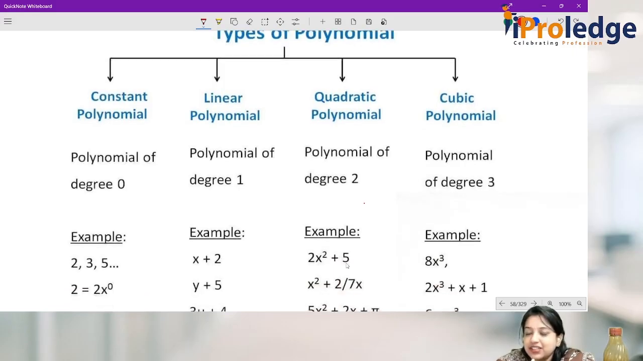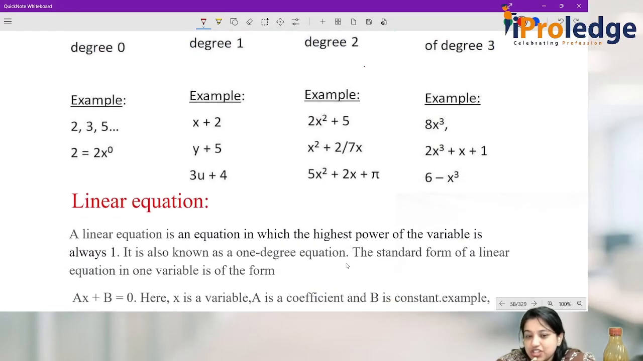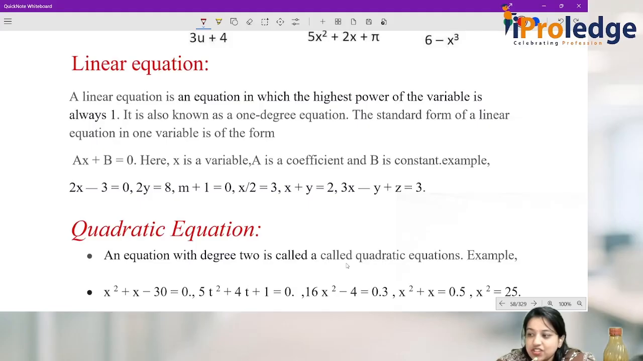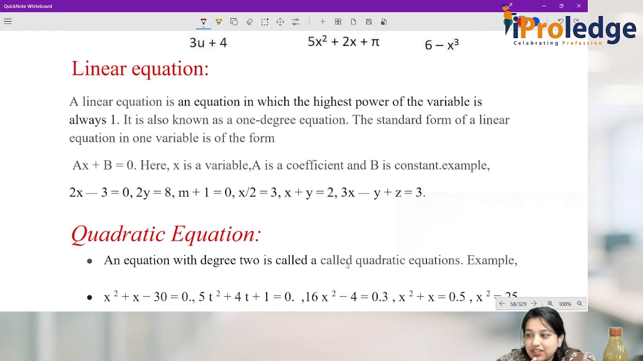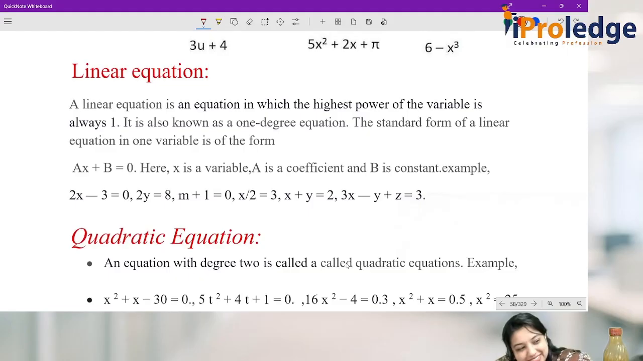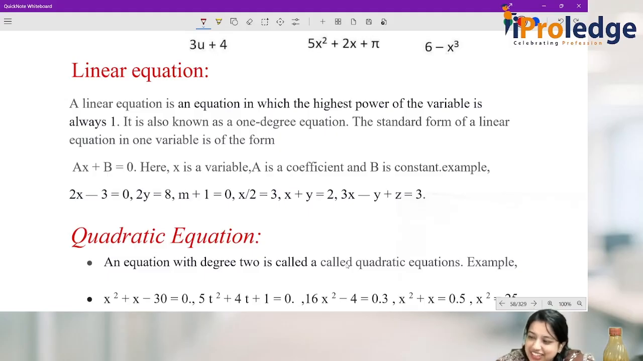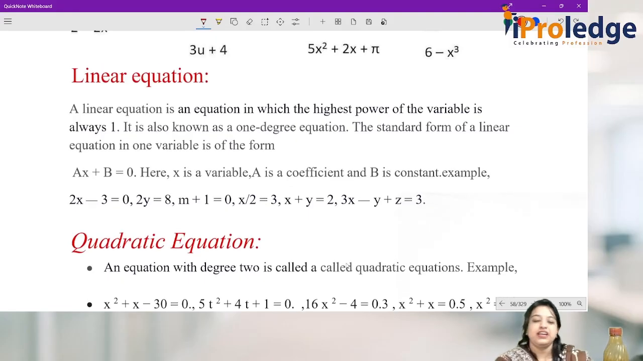Equations: when expressions are equated to 0, it is called an equation. How many types of equations are there? Constant is not an equation. Linear, quadratic, cubic, but another polynomial is there. But here they have given only 3: linear, quadratic, and cubic equation.